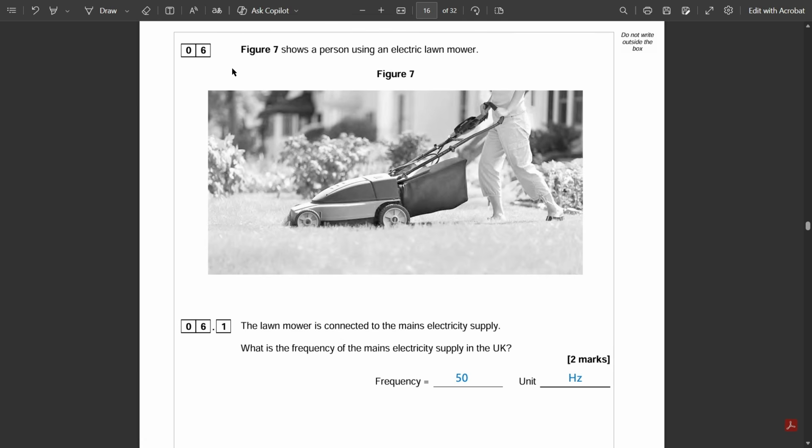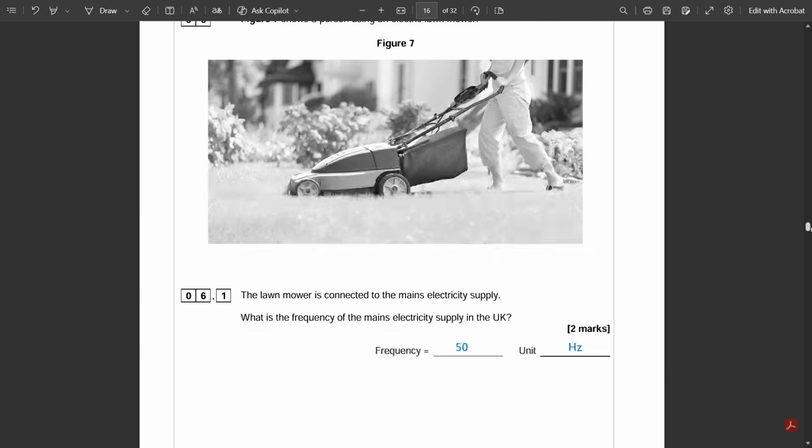Then for question 6, figure 7 shows the person using an electric lawnmower. The lawnmower is connected to the mains electricity supply. What is the frequency of the mains electricity supply in the UK? It's 50 hertz, and you just have to remember this. You just have to remember the unit, and you have to remember the number. Just like how you'd have to remember the mains voltage and unit for that, and that is 230 volts. But thankfully they gave it earlier in the paper, so that's not necessary.